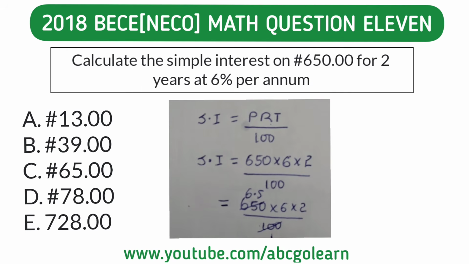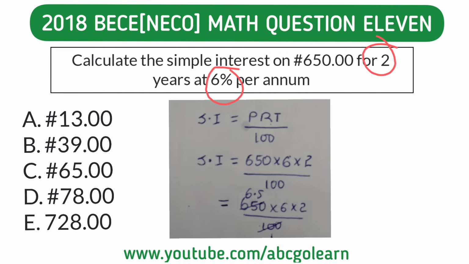Calculate the simple interest on 650,000 for 2 years at 6% per annum. What you are going to do here is to look for the simple interest. The formula for interest is PRT over 100, that's principal times rate times time. So the principal here is 650, the rate of this interest is 6%, and the time is just 2 years. You see it here, 2 years.